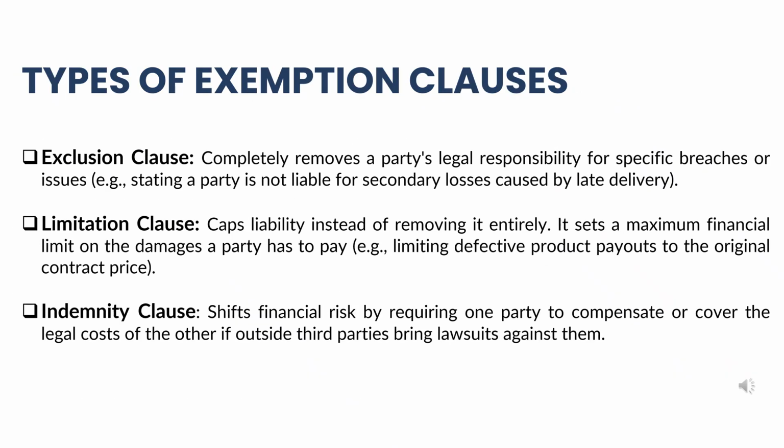Now, let's examine the main types of exemption clauses that appear in contract law. The first type is the exclusion clause. An exclusion clause attempts to completely remove legal responsibility for certain losses or breaches. In other words, one party seeks to avoid liability altogether. For example, a contract may state that a business will not be responsible for losses caused by delayed delivery or service interruptions.